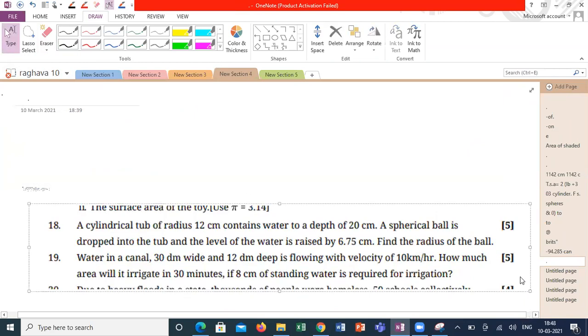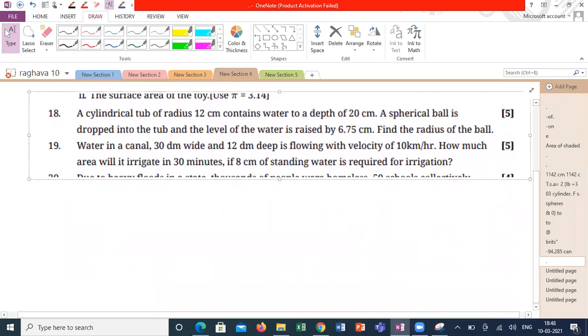Try this question. A cylindrical tub of radius 12 centimeter contains water to a depth of 20 centimeter. A spherical ball is dropped into the tub and the level of the water is raised by 6.75 centimeter. Find the radius of the ball. How to solve this question? Anyone? Sir, the volume of the spherical ball will be equal to the volume of the water displaced in the cylindrical tub, sir. So we equate them; final volume minus initial volume, that also you can write.